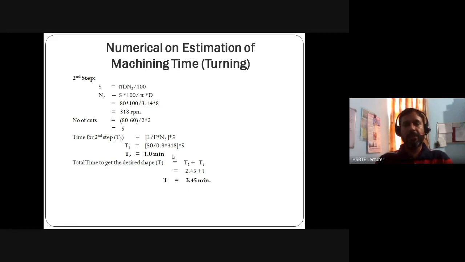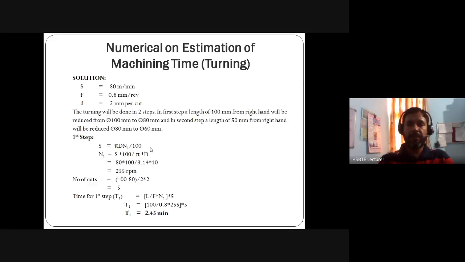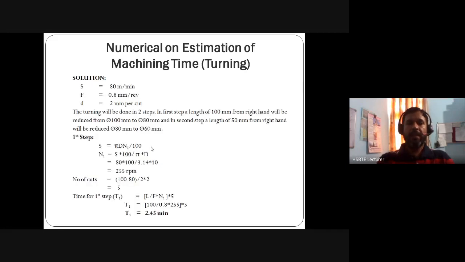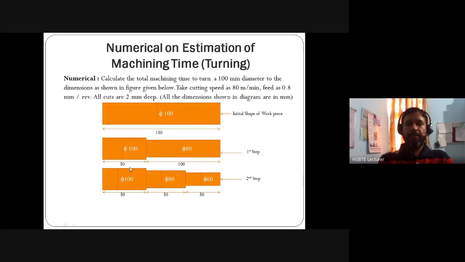Then the total time to get the desired shape is equal to the summation of T1 and T2. T1 is 2.45 and T2 is 1 minute. Then the total time is 3.45 minutes. So this is the total machining time to get a component in this shape from the raw material available.